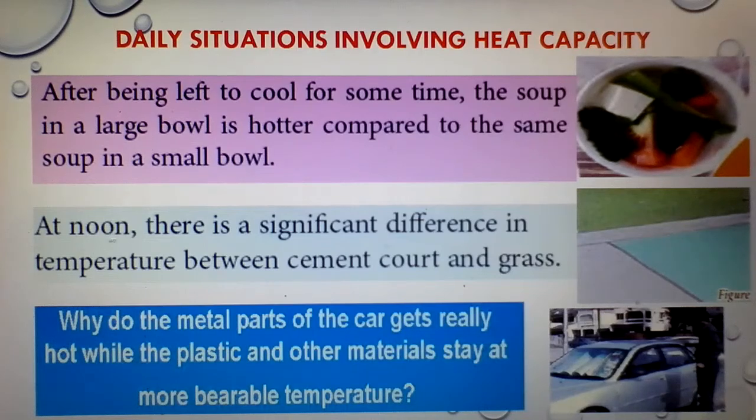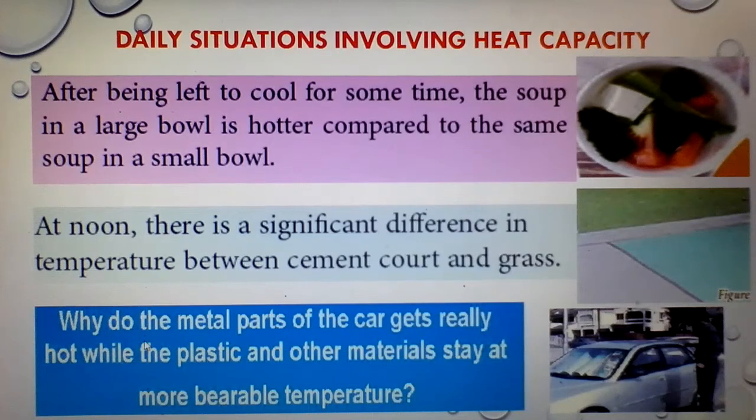Second, at noon, there is a significant difference in temperature between cement cord and crust. So there are two different types of material, cord and crust. So they will have different heat capacity. Okay, so heat capacity also depends on type of material.